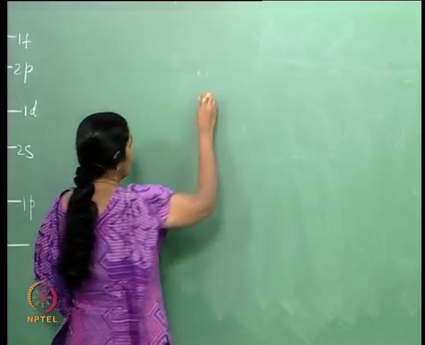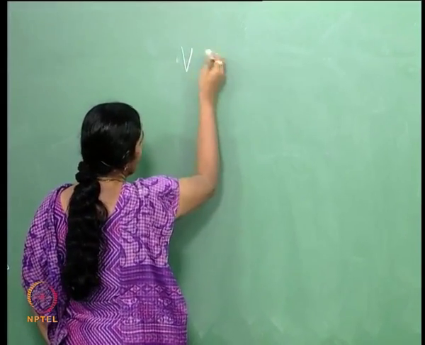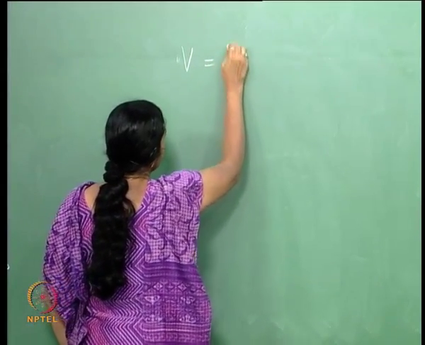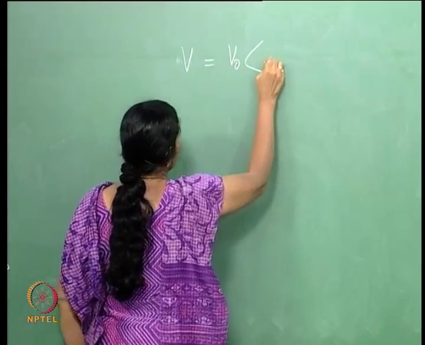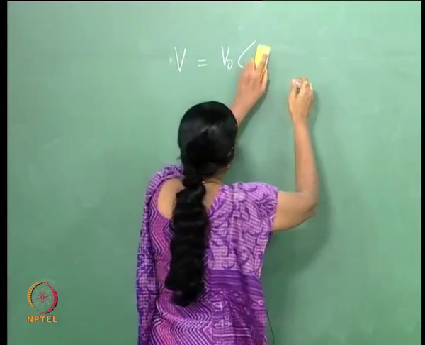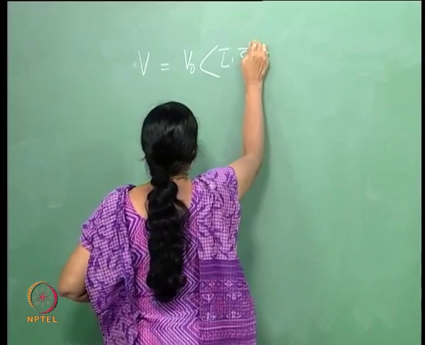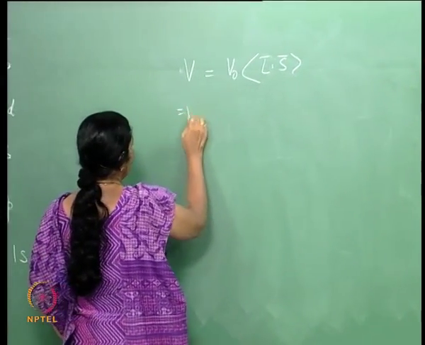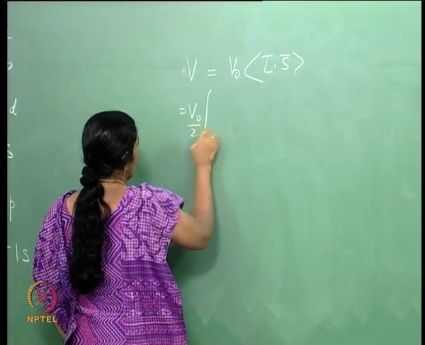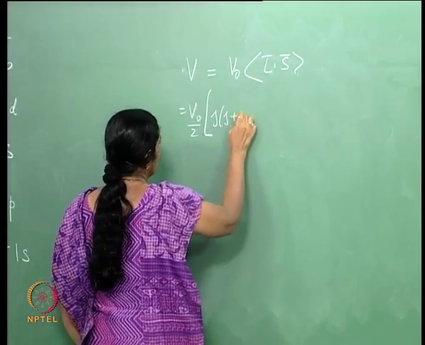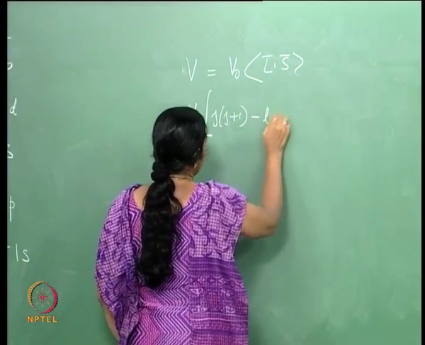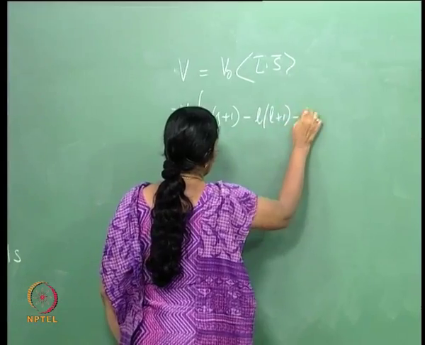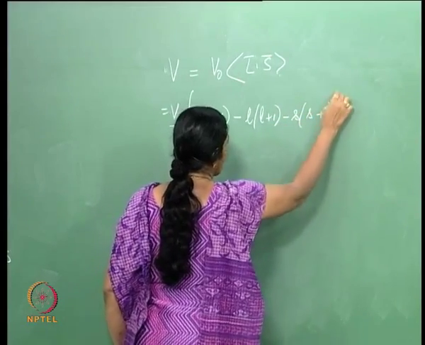Suppose the potential had an extra term. I'll just write the extra term here. It's some V naught times the average value of L dot S. That's obviously V naught times half of J times J plus 1 minus L times L plus 1 minus S times S plus 1, as we have discussed earlier.